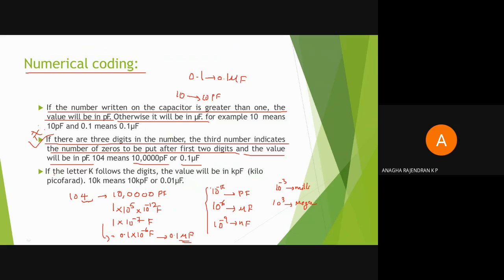And what is the third point? If the letter K follows the digits, the value will be in kilo picofarad. This is the third point. For example, if it is 10K, it is 10 kilo picofarad. How is it stated? If there are two digits and the third one is a letter, 10K, then it is equivalent to 10 kilo picofarad. This is the third point.